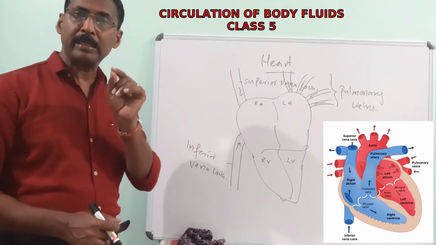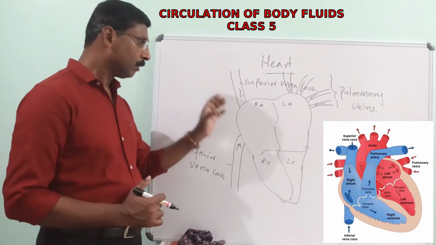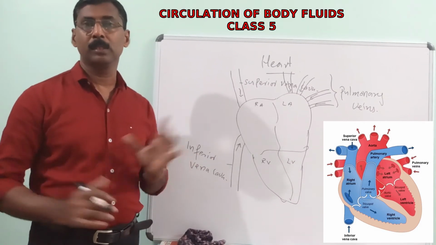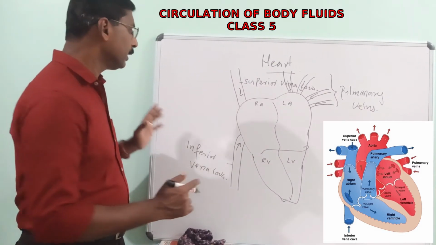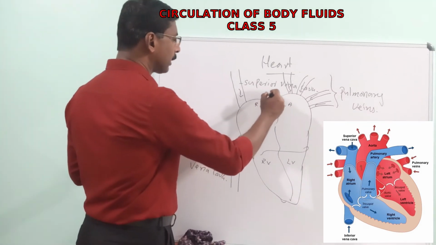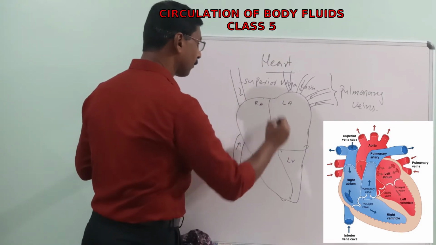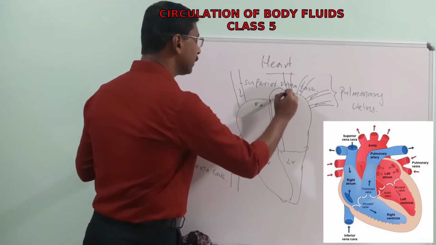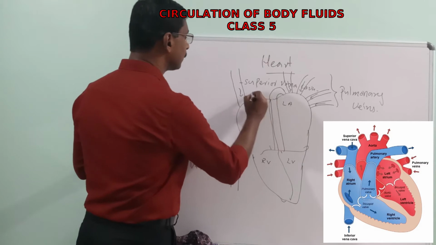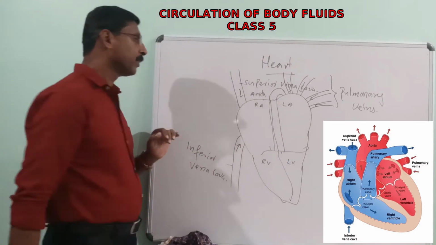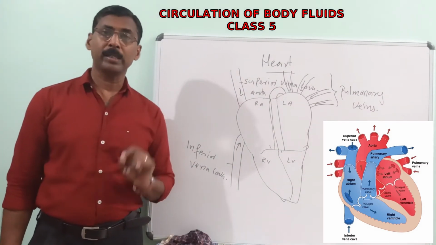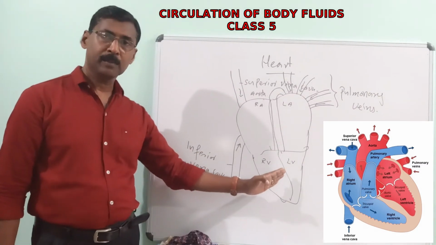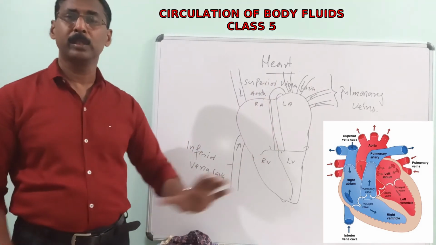And there are 2 arteries that take origin from the heart and transport blood to different parts of the body. One is the aorta. Aorta is the major artery, the largest artery in the body. It originates from the left ventricle and transports pure blood to different parts of the body.